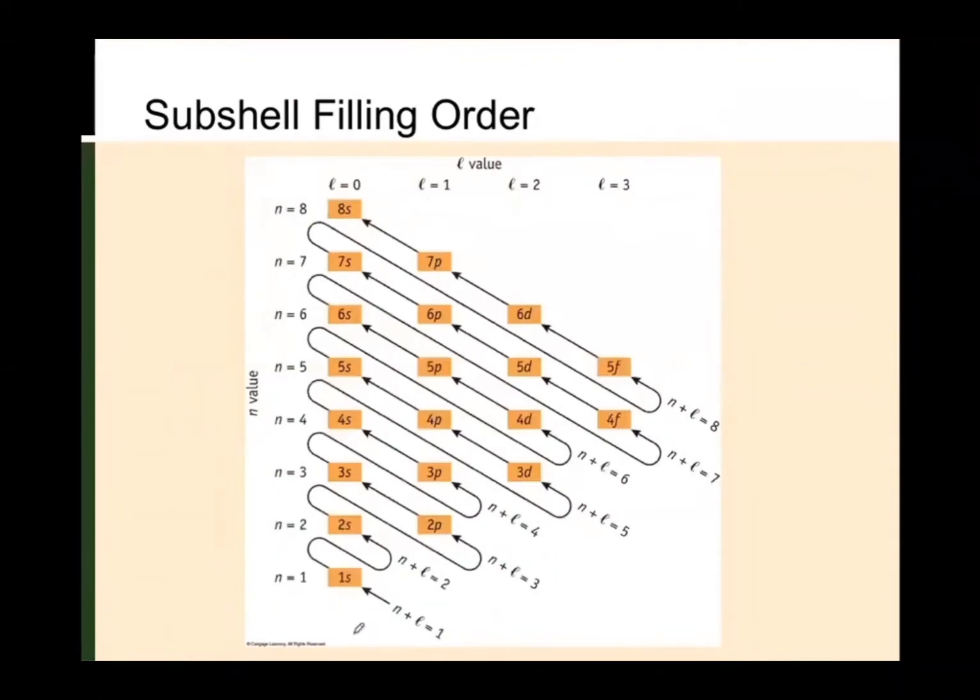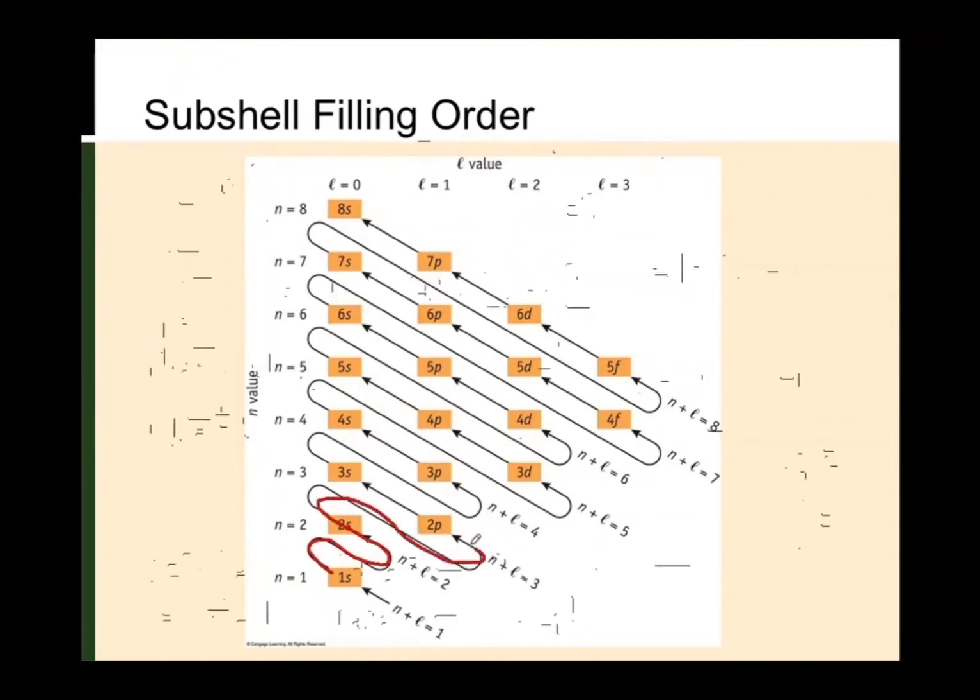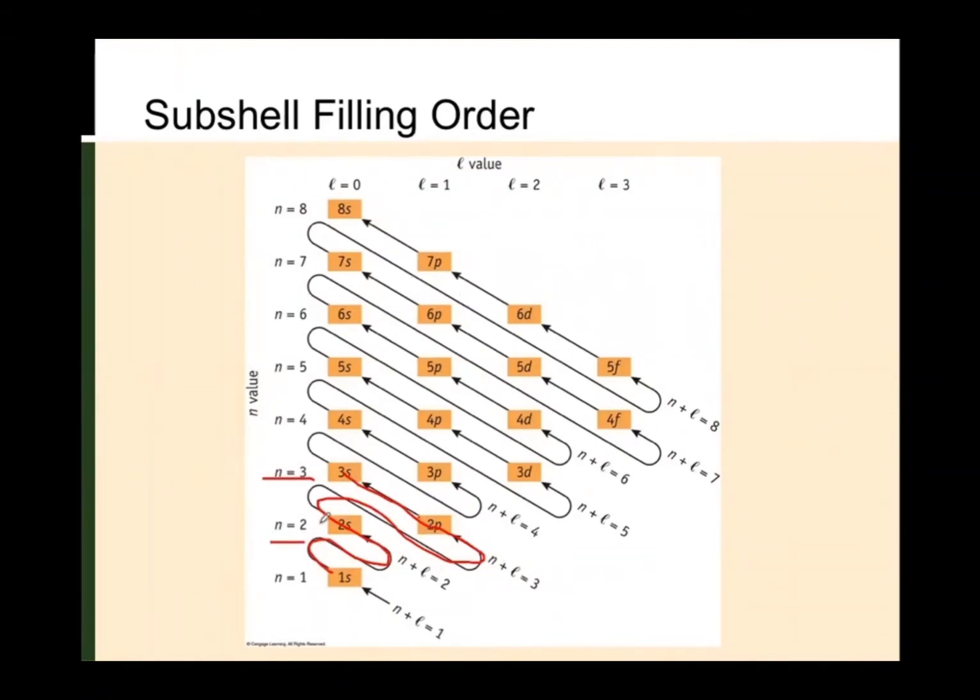And here it is again, just to reiterate this point, this is the subshell filling order. We have the 1s filled before the 2s, where n plus l is 2. And then we go through to the n plus l equal to 3 series. So 2p gets filled before 3s. That's because 2p has a lower n value, whereas the principal quantum number for 3s is 3, so it gets filled after 2p, which has a principal quantum number of 2.